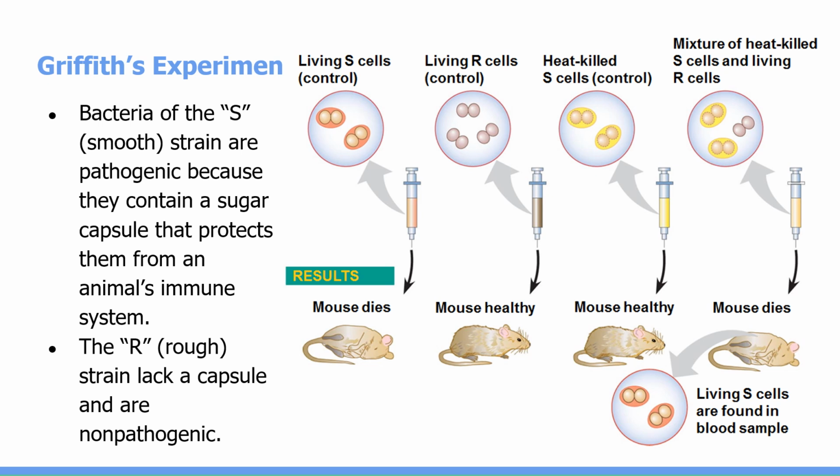In Griffith's experiment, the bacteria, the smooth strain, are the pathogenic ones because they contain a sugar capsule that protects them from an animal's immune system. The rough strain lacks that capsule and is non-pathogenic. And so as you can see, when the heat-killed S cells are injected into the mouse, it is healthy. But when it is mixed with the living rough capsule cells, it became pathogenic. And so living S cells were found in the blood sample of the mouse that died.